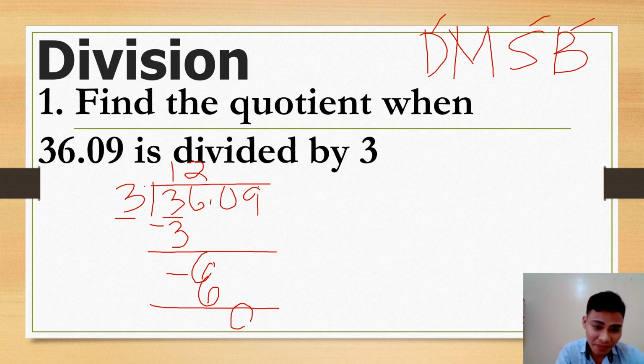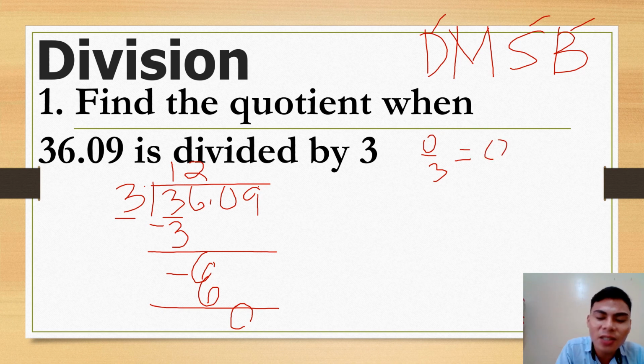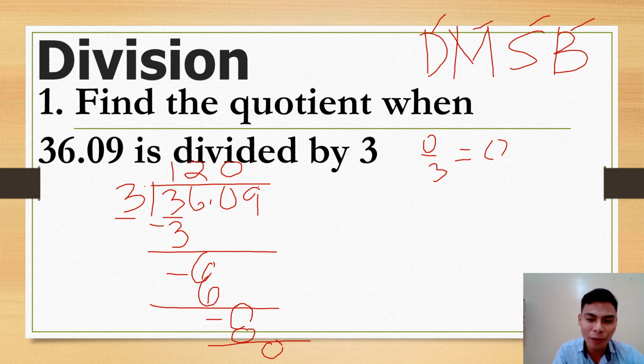Then, here. 0 divided by 3. Para lang i-follow natin ang step, no? 0 divided by 3. It's 0. 0 times 3, 0. 0 minus 0, 0. Para lang i-follow talaga natin ang steps. But may shortcut doon. Pero this is our process. So, i-follow na natin. May number pa ba na i-bring down? Meron pa. Si 9. So, bring down 9.